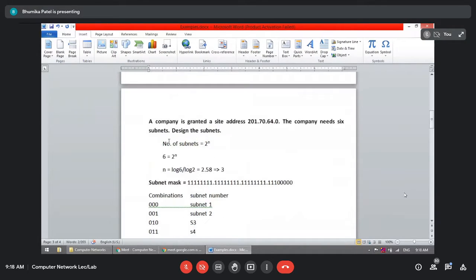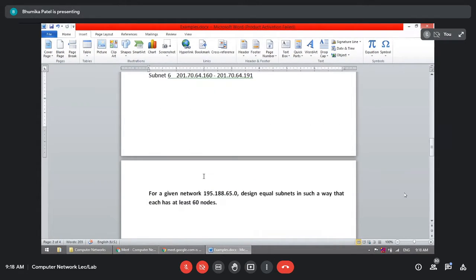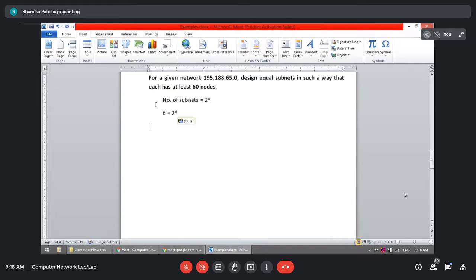Okay, so I'm just taking the formula from here. So here the number of nodes, or you can say hosts, is already given in the question, which is equal to 2 raised to h. Okay, and we are going to find the value of h, and here the number of hosts is 60. So here just find out the value of h.